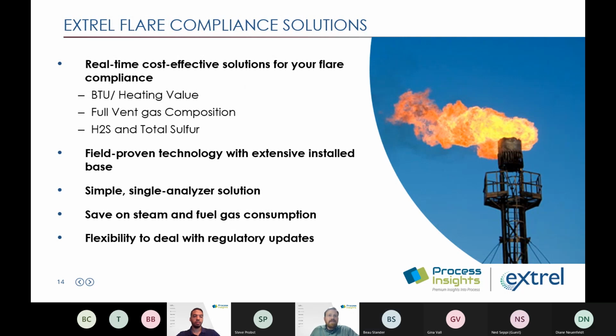And then lastly, we talked about future proofing, because the mass spec can see all types of components, and because it doesn't require hardware changes to reconfigure, it's very flexible for dealing with changes in any future regulations.